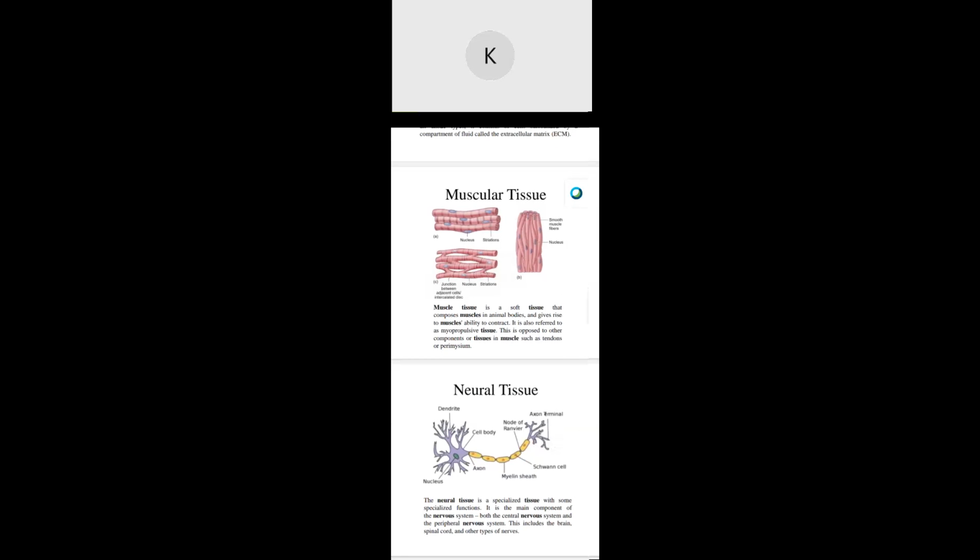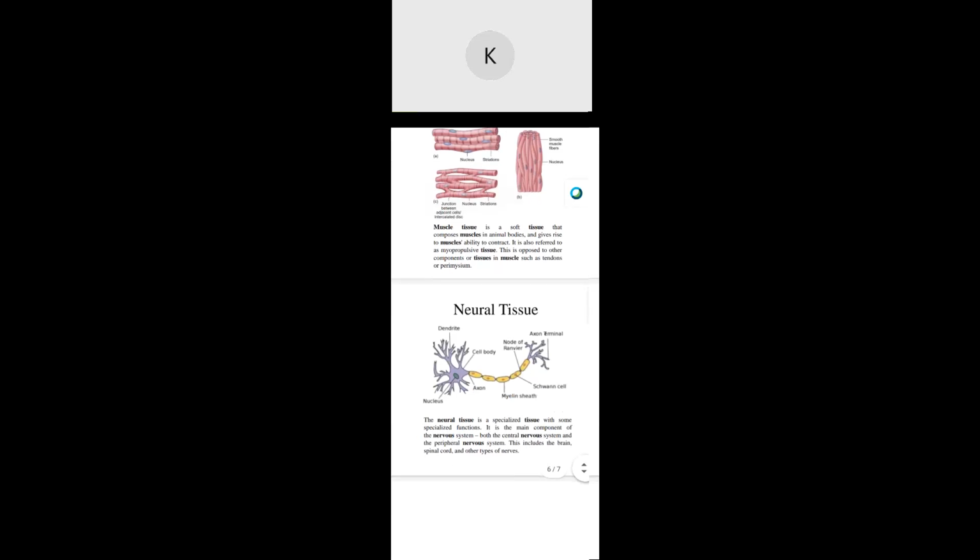Muscular tissue. Muscular tissue is a soft tissue that composes muscle in animals and gives rise to muscle's ability to contract. It is also referred to as contractile tissue. This is opposite to other components or tissues in muscle, such as tendons or ligaments.